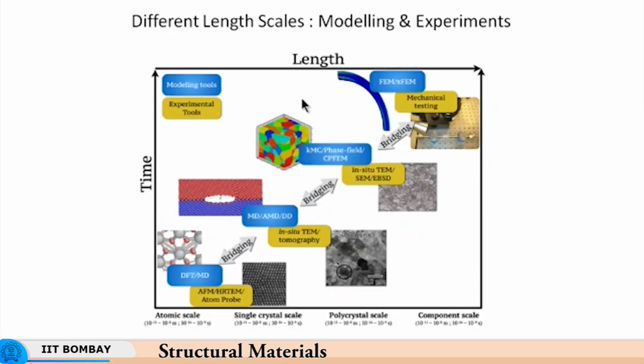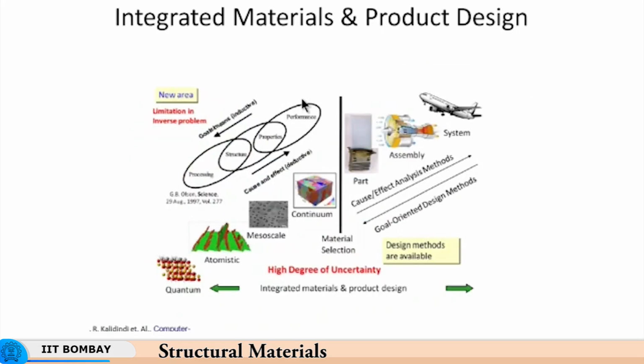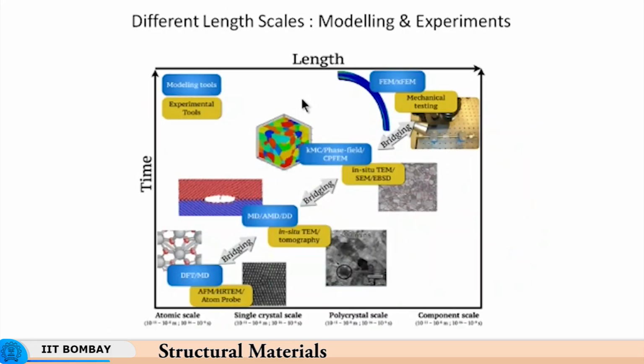So, now we have different tools at different levels. We have been talking about different length scales, and we have different tools for measuring quantities as well as modeling them under different length scales. For example, at the atomic scale, or the lowest length scale, we have DFT, density functional theory, or molecular dynamics as the modeling tools, and we have atomic force microscopy or high resolution transmission electron microscopy.